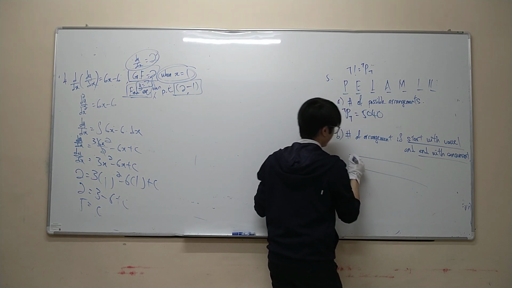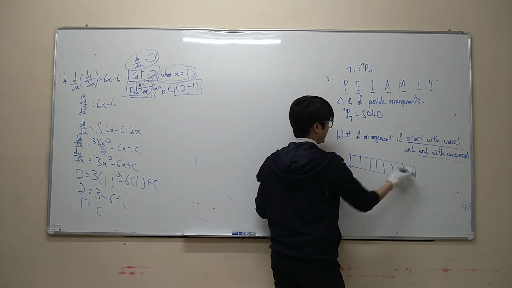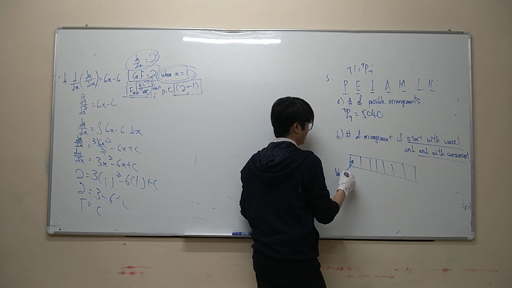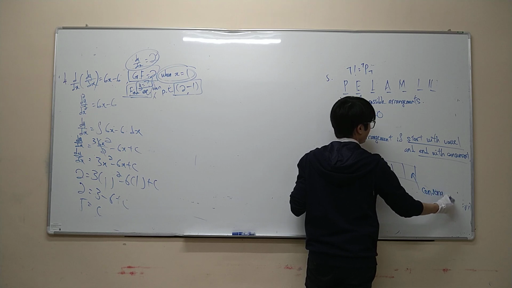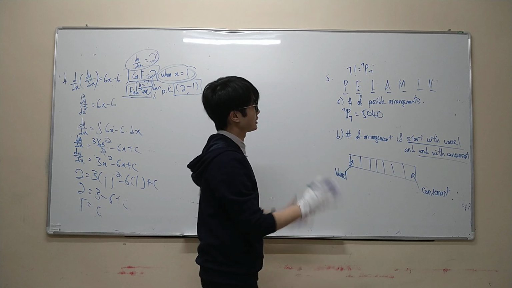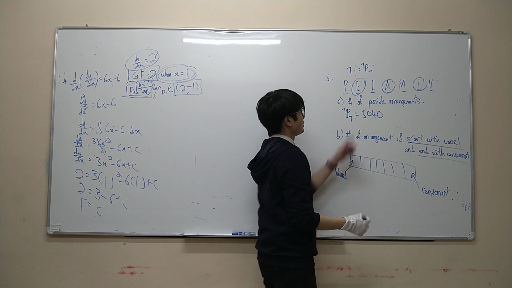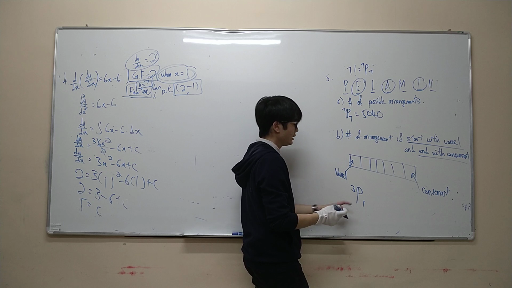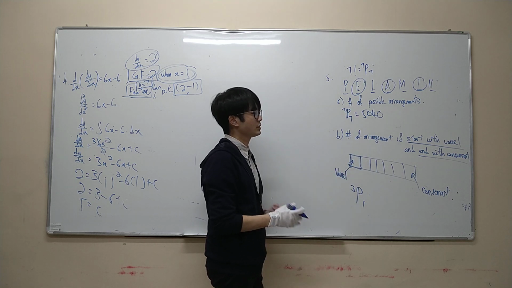Okay, how to do? So 1, 2, 3, 4, 5, 6, 7. Start with a vowel, so this has to be a vowel, and this has to be a consonant. If you look at the letters in PELAMIN, which ones are vowels? E, A, I. So there are 3 vowels, and I need to choose one. Can you understand? So 3P1 to put into this box here, because they say start with a vowel.